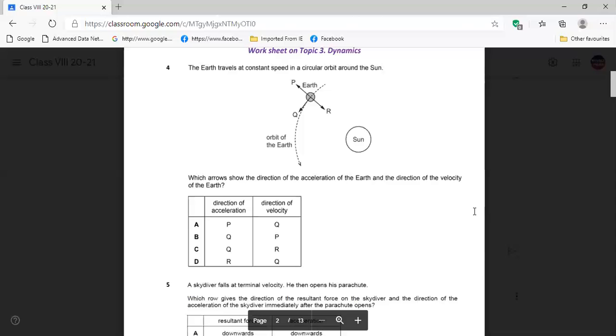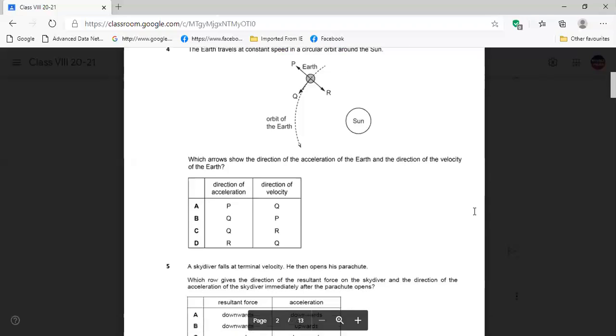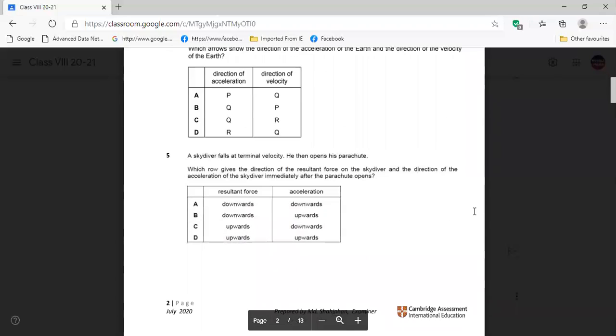I found the answer. It's D. Direction of acceleration R and velocity Q. So from B, you came to D. Yes. Okay, very good. Yes, this one.